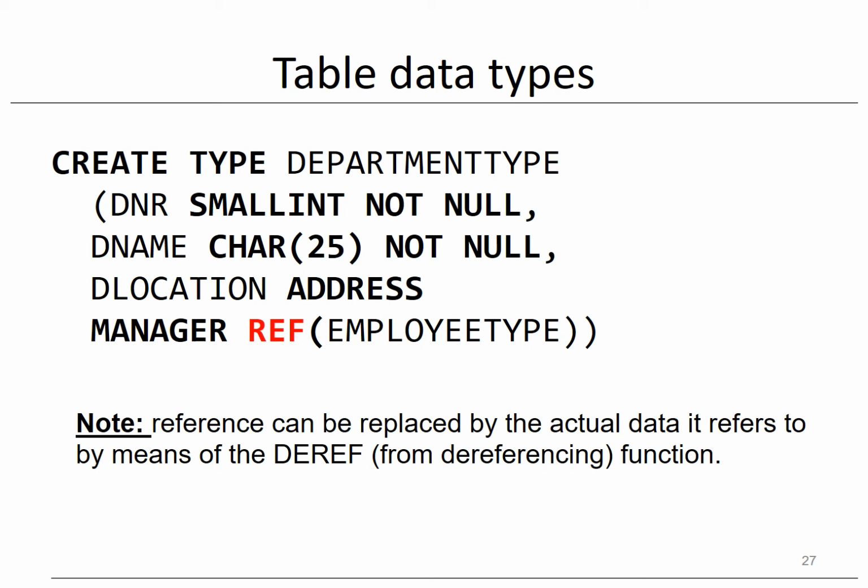When a department table is defined using the department type, its manager attribute type will contain a reference or pointer to an employee table of a table whose type is employee type. Note that these references represent the ORDBMS counterpart of object identifiers in OODBMSs. However, unlike object identifiers, the references used in ORDBMSs can be explicitly requested and visualized to the user. As we will see later in this chapter, the reference can be replaced by the actual data it refers to by means of the deref, or dereferencing, function.